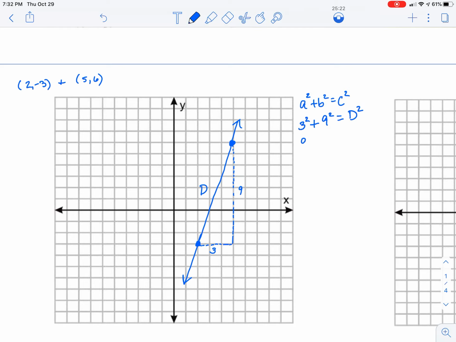So let's figure this out. So I'm going to have 9 plus 81 equals d squared, which is 90 equals d squared. We take the square root of that, and I'm going to turn my d around. I'm going to put it over here. D equals 3 square roots of 10. That is the distance between those 2 points, and that is the answer. The distance between those 2 points is 3 times the square root of 10.